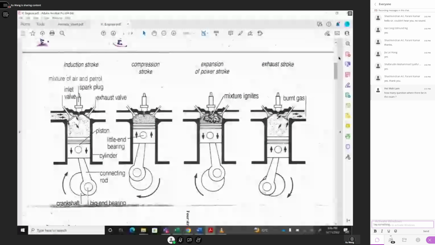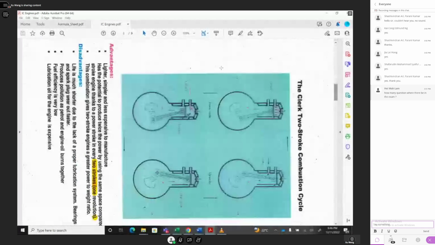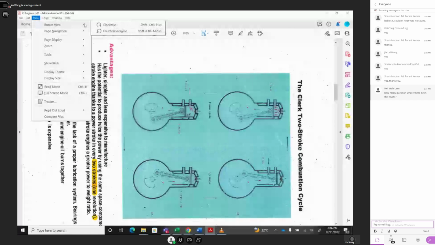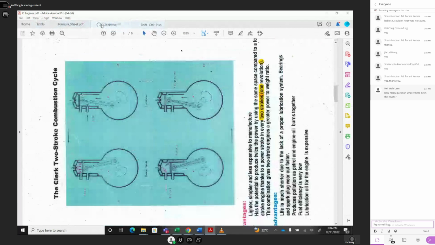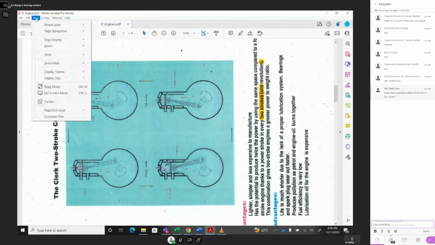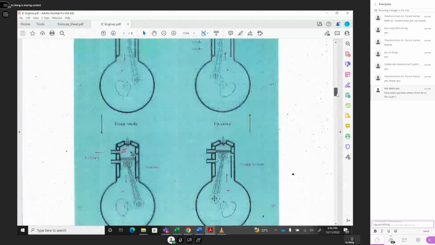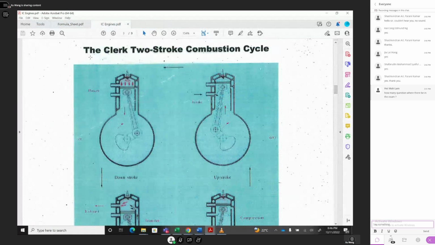Okay. What happens for the 2-stroke engine? How does it work? We can look at the 2-stroke engine. We start from the power stroke. At the top center, there is compression of the fuel and gas mixture, and the ignition pushes this piston down, and then it moves down. This is called the power stroke.